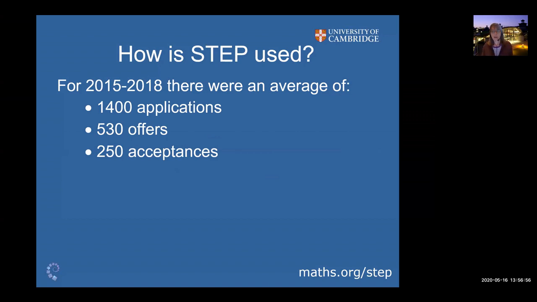So we make about twice as many offers as we have places, and we use STEP to work out who are those people who are going to get the most from our course. Those figures are rounded to two significant figures.